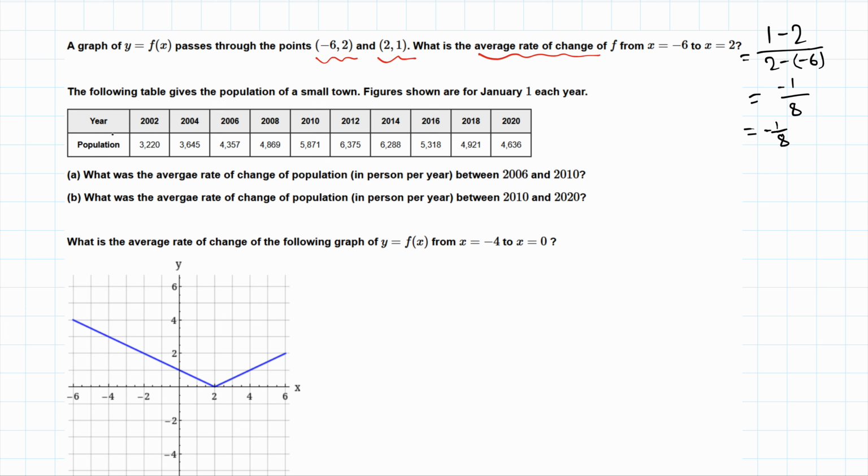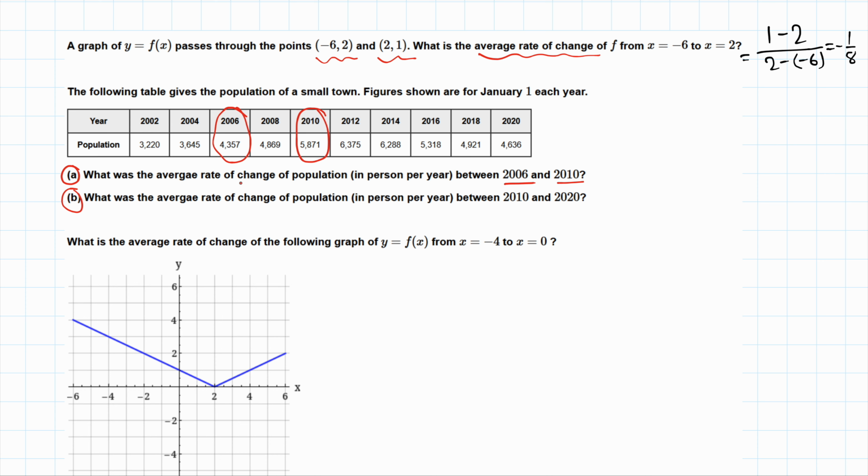The next question here, we are given the table and we got 2 questions. So let me erase this one. This answer was -1/8. So in part A, what is the average rate of change of population in persons per year between 2006 and 2010? So 2006 is here and 2010 is here. So the first row will be x, and the second is y.